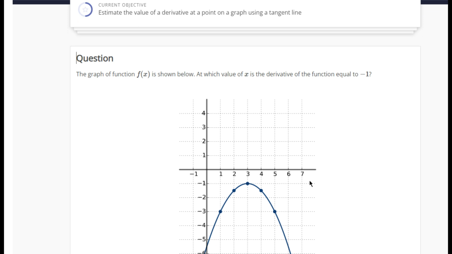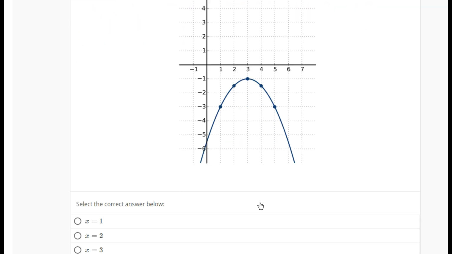At which value of x is the derivative of the function equal to -1? I think you can see that that's when x is 4. It can't be when x is 5. That's way more than -1. And it can't be when x is 3, because that's when it's 0. And it can't be the other 2 points when x is 1 or 2, because that's where it's positive. So the answer is 4.